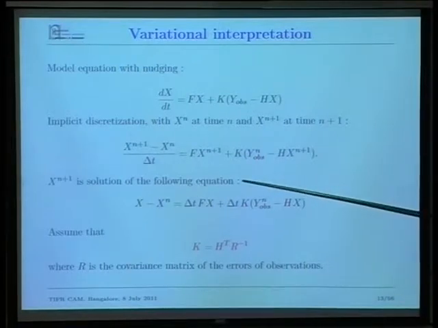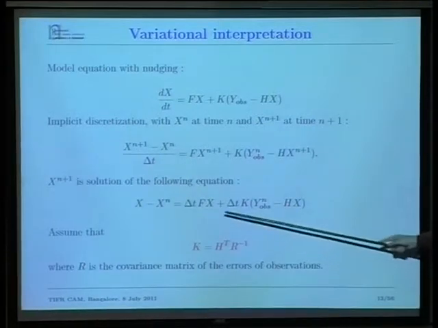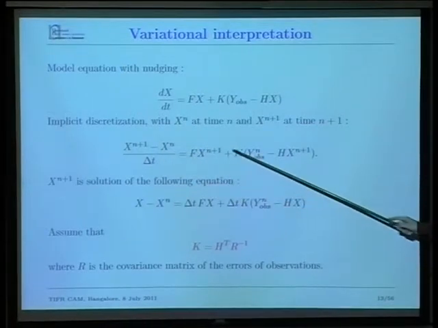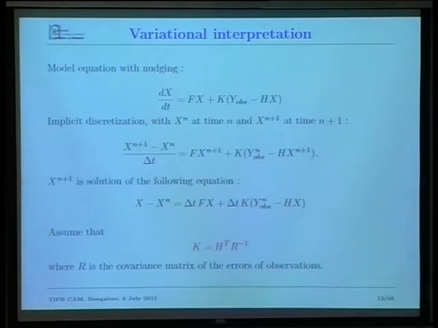Then x_{n+1}, the solution at the next time step that you want to compute, is the solution of the following equation. So it's the same, I just multiply by delta t, and x is the unknown. So let's take a particular nudging matrix, which is H transpose R minus 1. R is the covariance matrix of observation errors. You have seen it already for the Kalman filters.